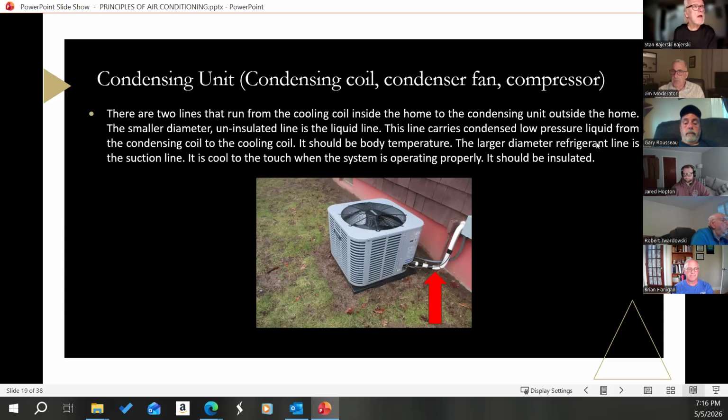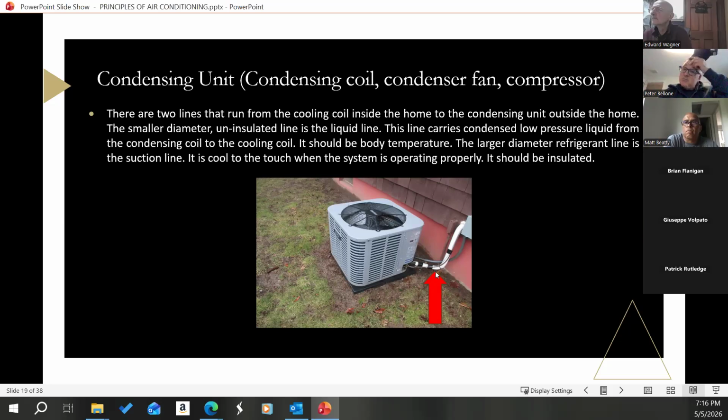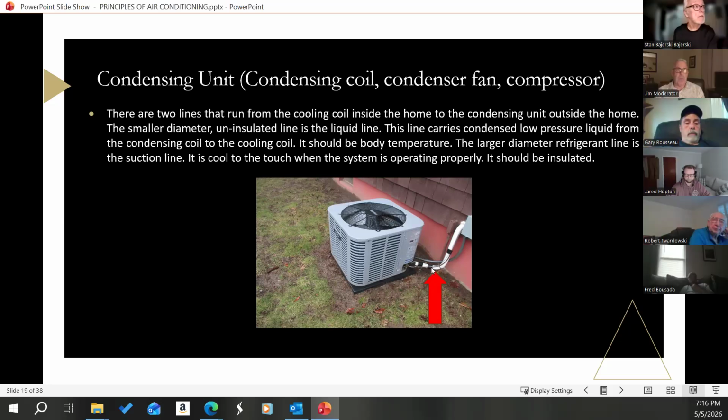The larger diameter refrigerant line is the suction line. It is cool to the touch when the system is operating properly. It should be insulated. It will sweat. If the stars align, your suction line should always be sweating.